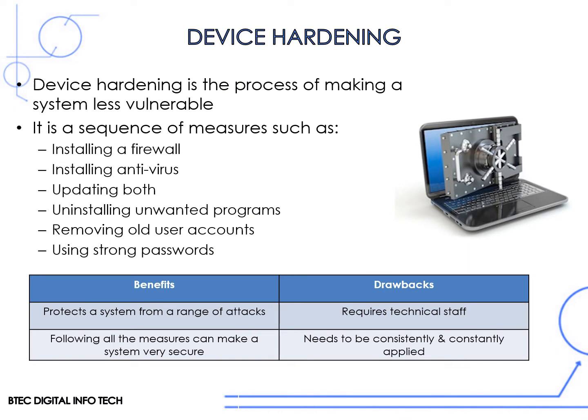Device hardening is the process of making a system less vulnerable. This usually follows a sequence of measures such as installing a firewall, installing antivirus, updating both of those systems, uninstalling unwanted programs, removing any old user accounts, and using strong passwords. So you need to remember that device hardening is a process. It's nothing new. It's just carrying out all of the things that we're talking about in this video.